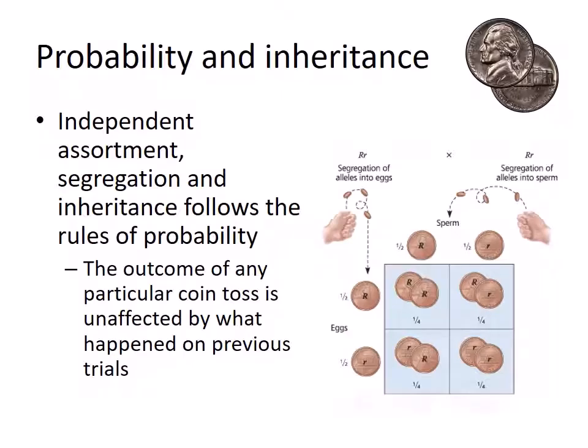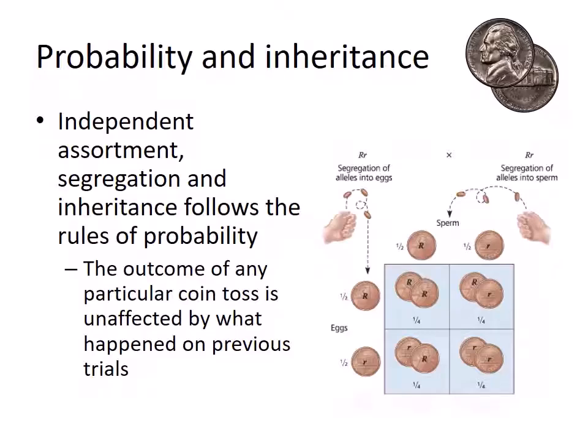The outcome of any particular coin toss or any particular fertilization event is unaffected by what happened on previous coin tosses or previous fertilization events. So if we think of the coin toss analogy here, when you flip a coin, you're either going to get heads or tails. So that's like the 2 alleles that the coin can provide. If we had sperm, let's say they could have big R for heads or little r for tails, and an egg, we could either have a big R egg or a little r egg.